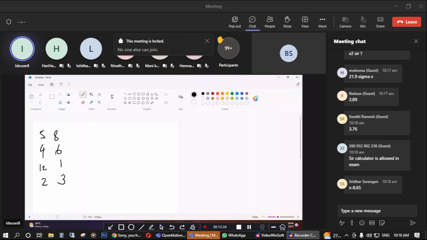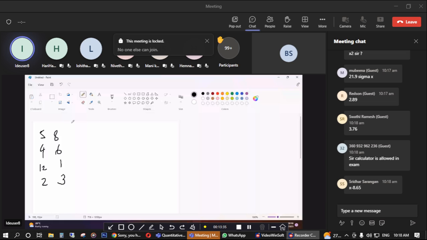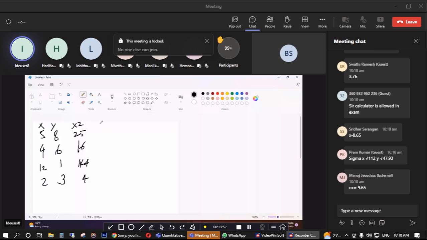Correct. So these are the values: 5, 4, 12, 2 and 8, 6, 1, 3. This is x, this is y. So I'm going to do x square here. It's going to be 25, 16, 144, and 4. And what is y square? It's going to be 64, 36, 1 and 9.